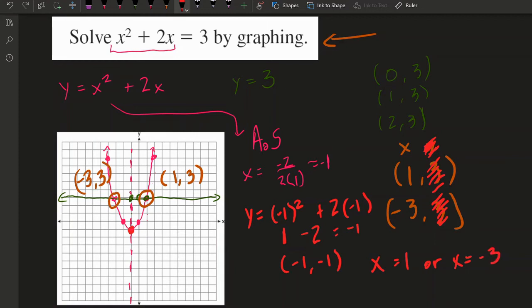And if you're feeling saucy, you can say x equals {1, -3} and put those in squiggly brackets. Remember, the squiggly brackets mean it's one variable with multiple solutions.